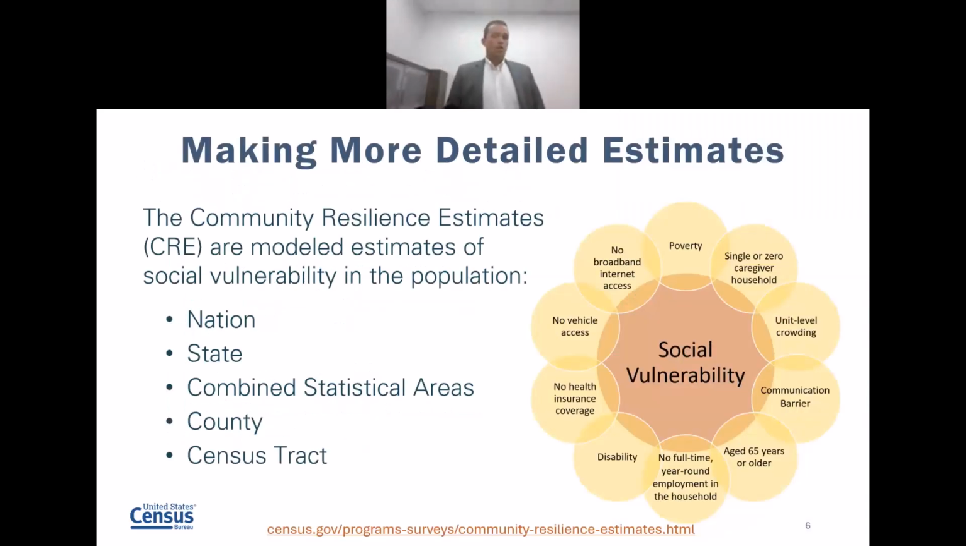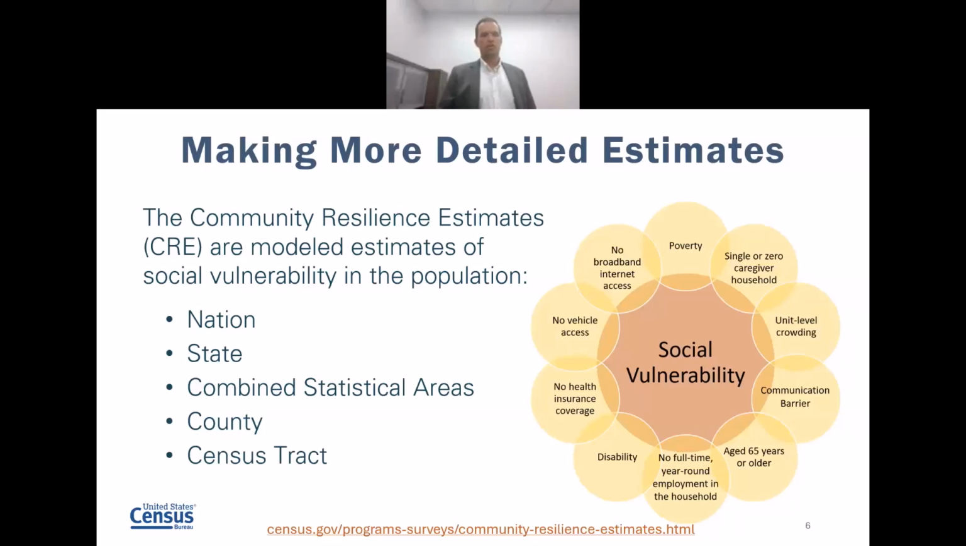We are doing a lot, though, to create more detailed estimates. One data product that I currently work on is the community resilience estimates. These are modeled estimates of social vulnerability in the population. We create these estimates by using data from the American Community Survey and pairing that with data from the decennial census and our population estimates program to create a measure of social vulnerability in the population.